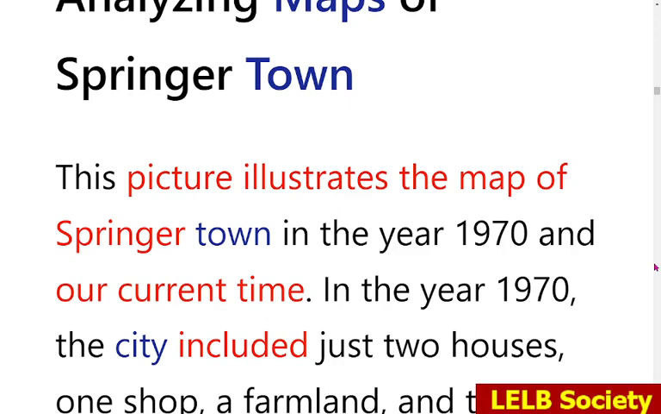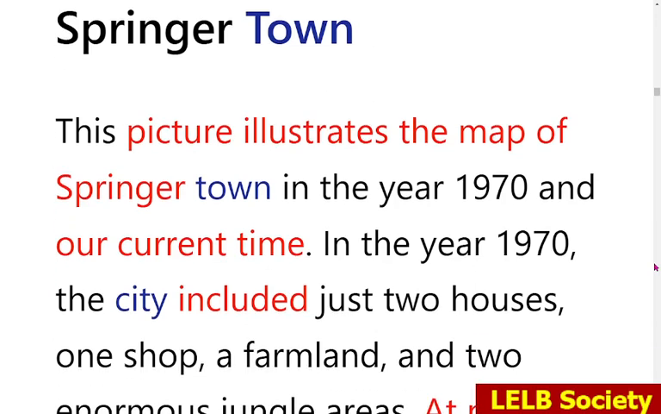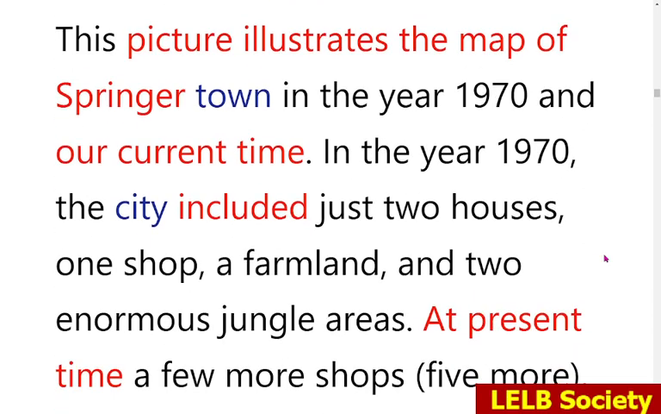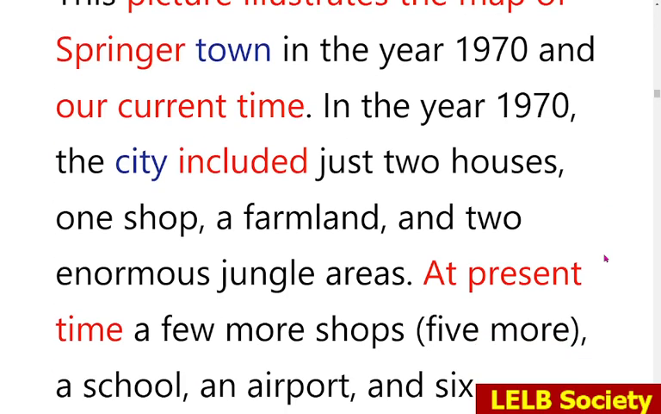This picture illustrates the map of Springer Town in the year 1970 and our current time. So you don't need to say the picture illustrates the map. This map illustrates, actually. So that is redundant. And the current time, not our current time. In the year 1970, the city included. It's better to say had. Included is not used in this way. Just two houses, one shop, a farmland, and two enormous jungle areas.